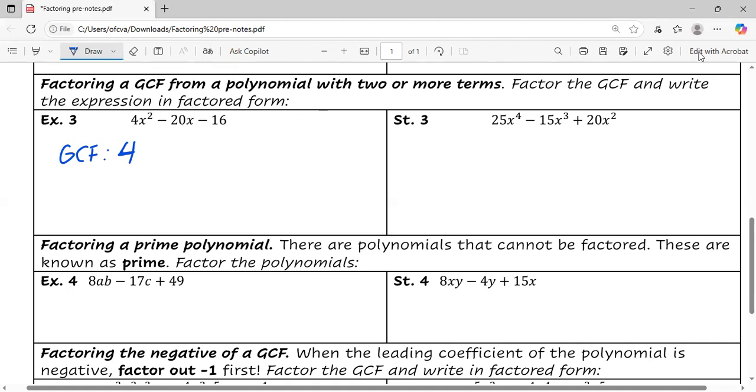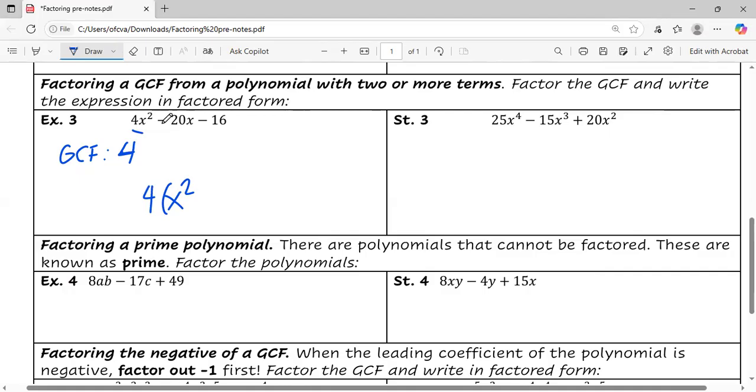But since the instructions say you have to write the expression in factored form, what we want to know is, that GCF of 4 that we took out, what do we need to multiply that by? What expression do we need to multiply that 4 by to get the original back? So if you think about it backwards, you've got the 4 outside, right? Now, what would I have to multiply? 4 times what to get my first term of 4x squared? Well, I'm going to need the x squared. 4 times what to get my next term?